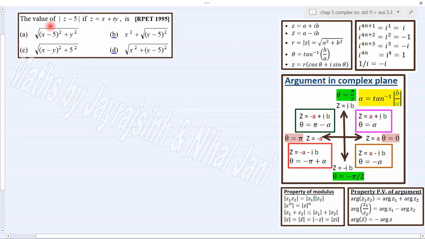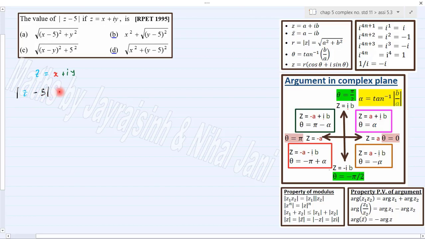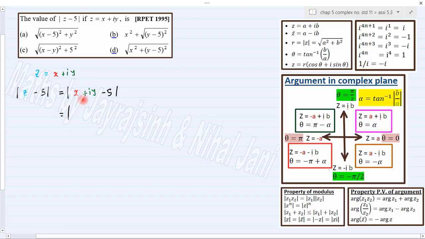In this question, you have to find the value of mod z minus 5, where z is x plus iy. So let's try to get mod z minus 5. First of all, substitute the value of z, which gives x plus iy minus 5. Now, to get the mod, we have to get the real part and imaginary part. So here x and minus 5 are the real part, and from the iy, we can say your imaginary part is y.